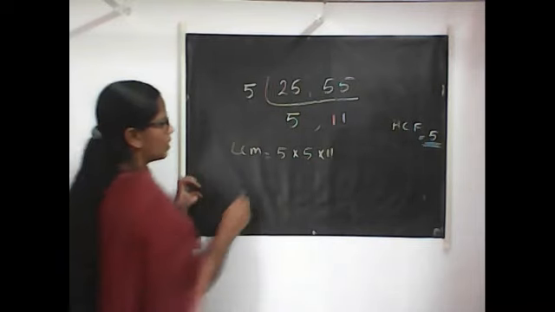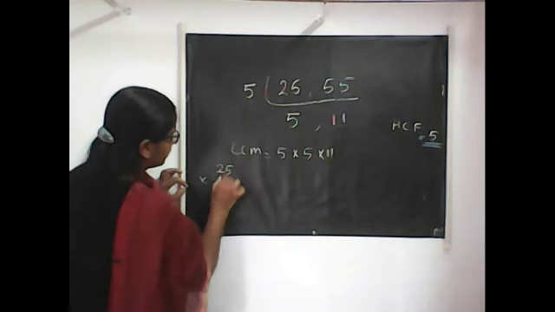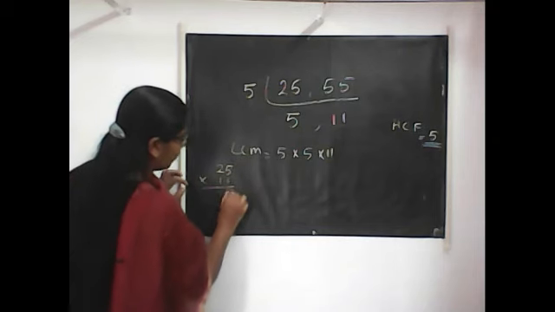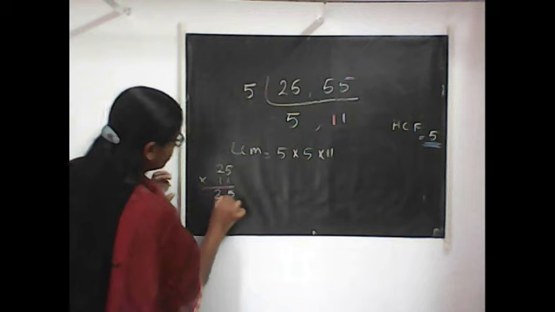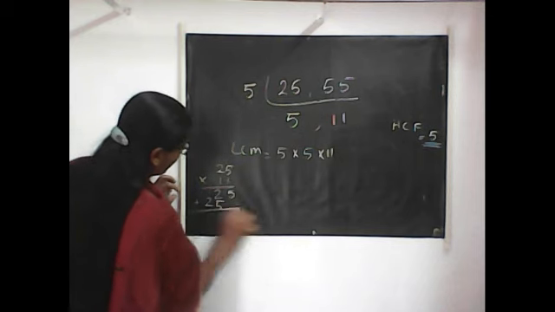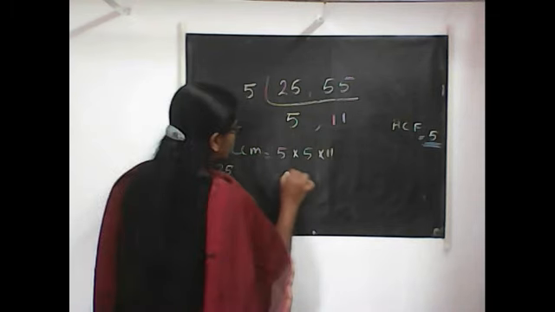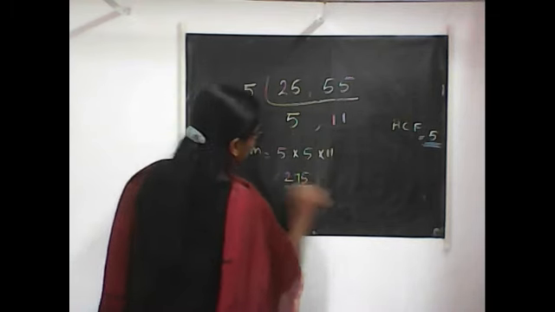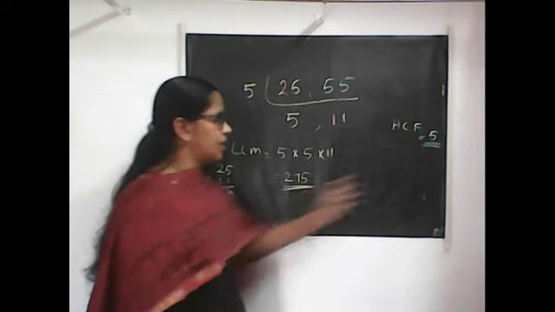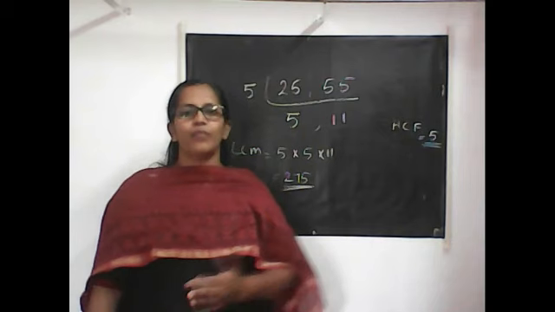Okay. So, multiply 5 into 5, 25. 25 into 11. 1 into 5, 5. 1 into 2, 2. Again 1 into 5, 5. 1 into 2, 2. Add it. 5, 7, 2. So the answer is 275. That is LCM is 275. HCF is 5. Then come to the last lesson, fractions.